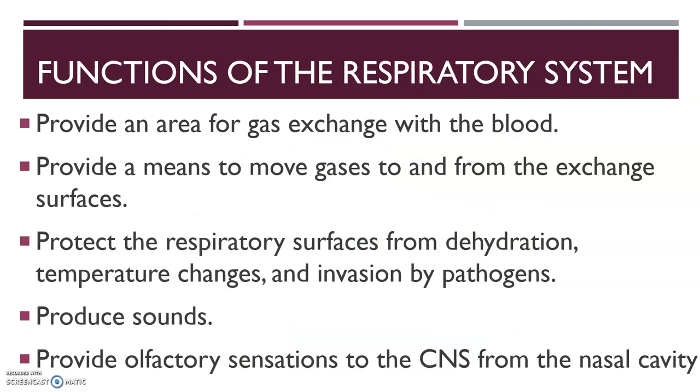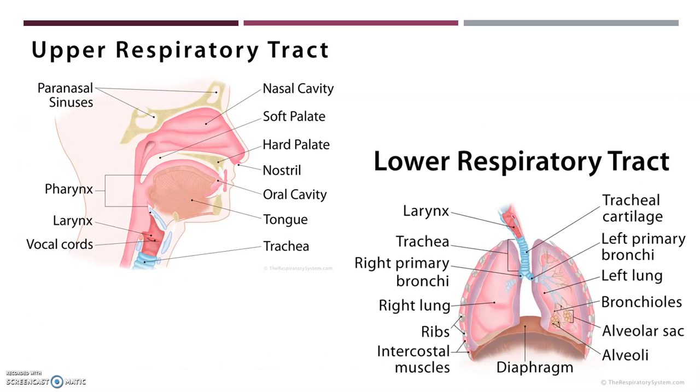If we want to just focus in on the anatomy of the respiratory system and what its actual functions are, we're going to see that it's going to have an area for gas exchange. We're moving gases into and out of surfaces. We are going to protect those respiratory surfaces. We're going to see that we have cilia, we have mucus. In our voice box, we're going to be producing sounds. And in our nasal cavity, we are going to be providing olfactory sensations to the central nervous system.